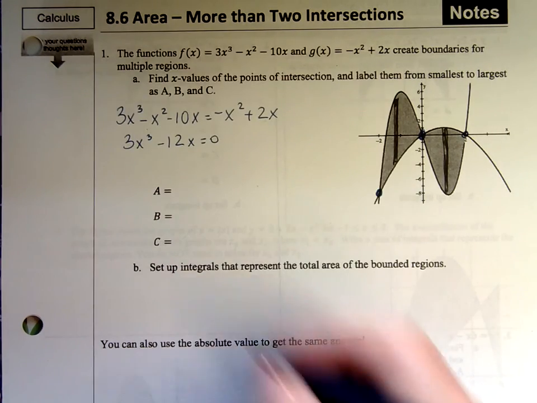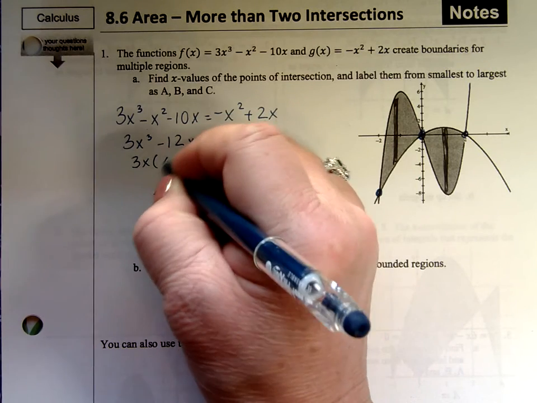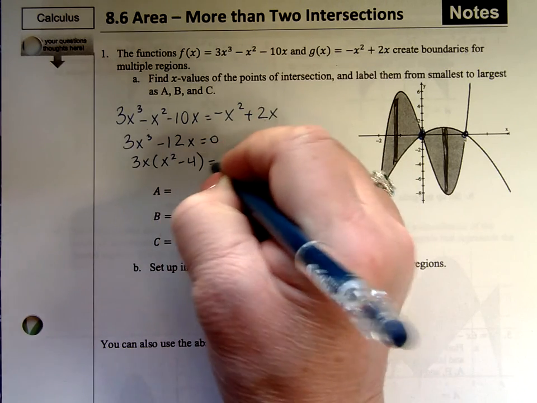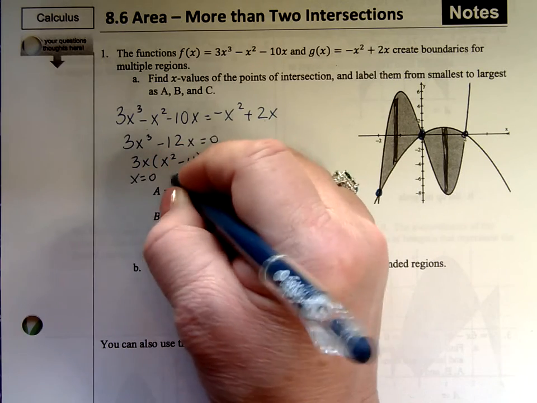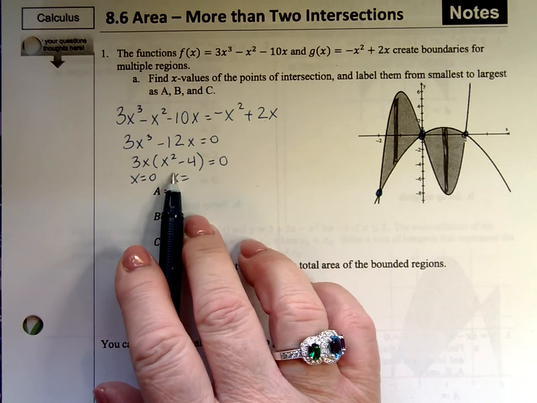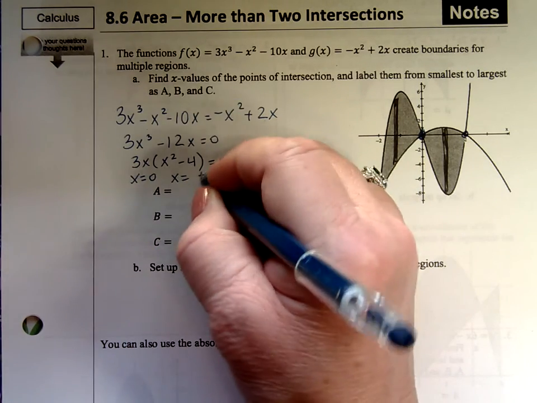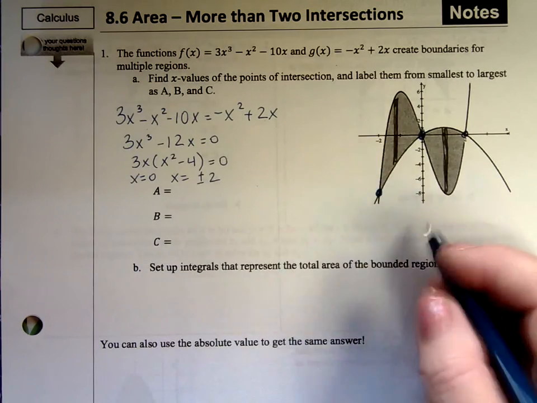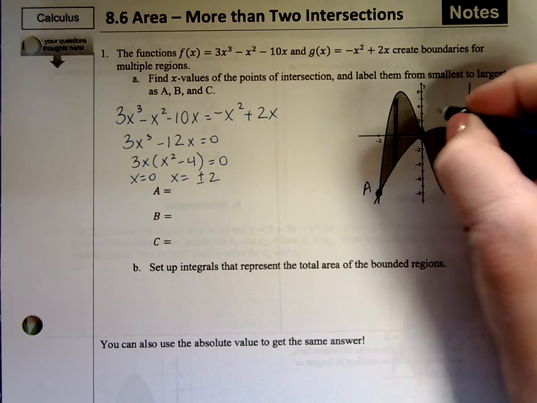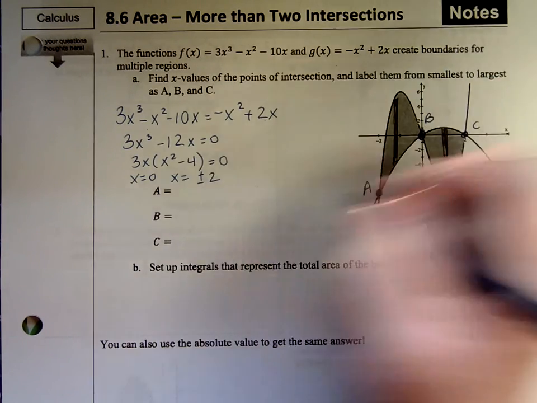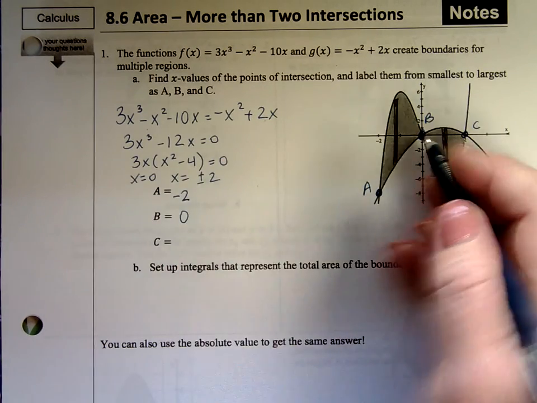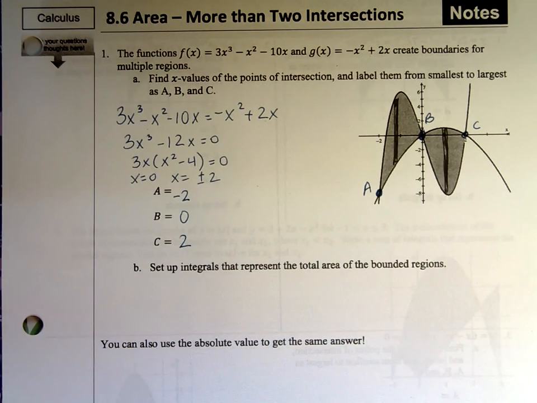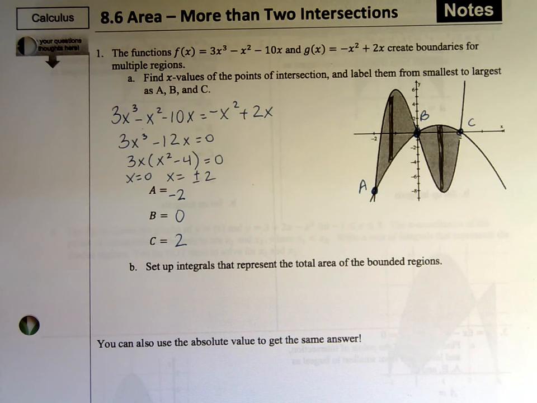So I'm going to factor that. Out comes a 3x, leaves me with x squared minus 4. I set them equal to 0, and I get x equals 0, and x equals, think about this, plus or minus 2. So my first value, A, this is B, this is C. My first value is negative 2, then I go to 0, and then I go to positive 2. That would be the order that I go in. So you just figured out the points of intersection.